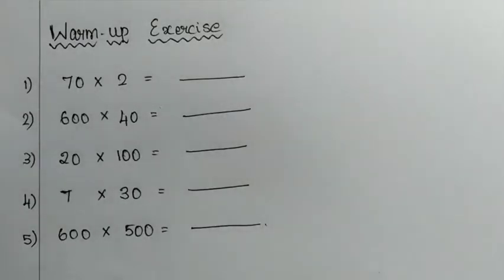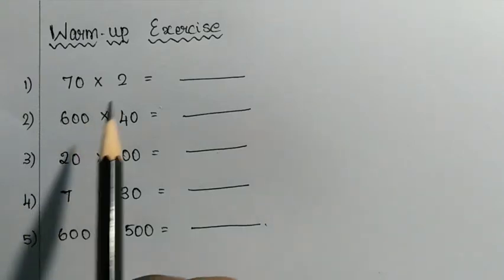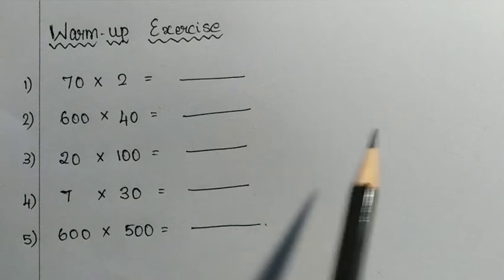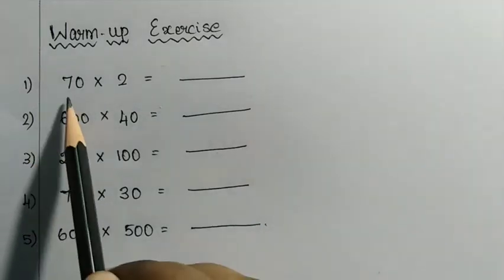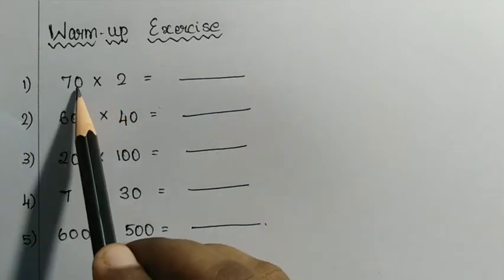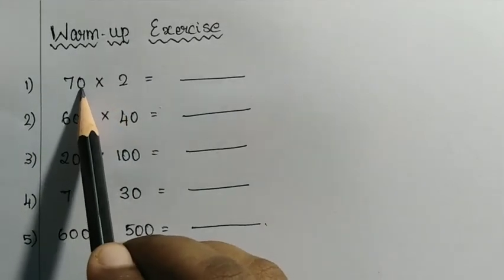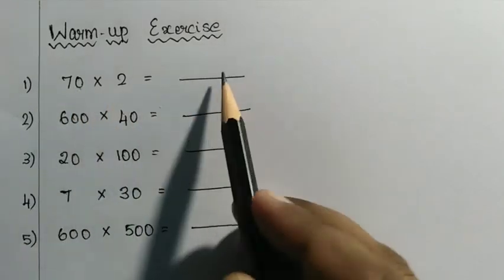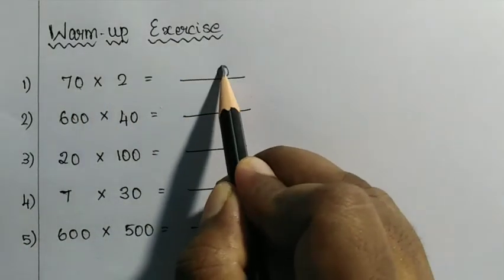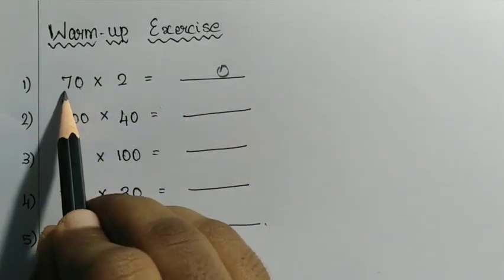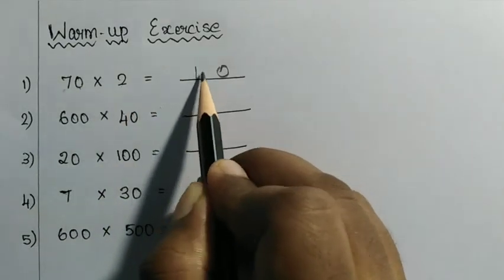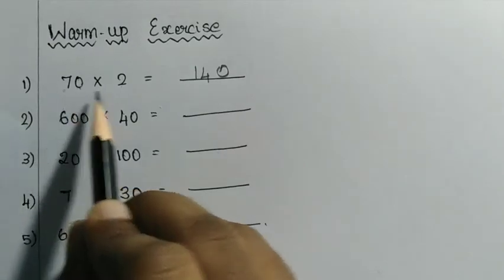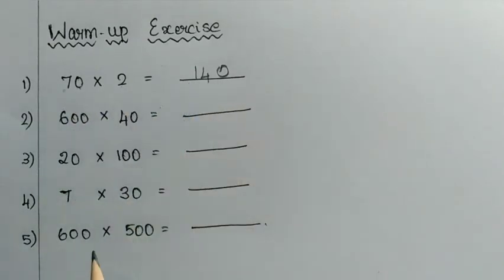Let us have a small warm-up exercise. Here we are going to multiply these sums without using the regular multiplication method. So how will we multiply 70 with 2? First we will write this 0. This 0 is at the end of the number, so we will write the 0 as such, and then the remaining number 7 will be multiplied with 2. So 7 2s are 14. So 70 2s are 140.